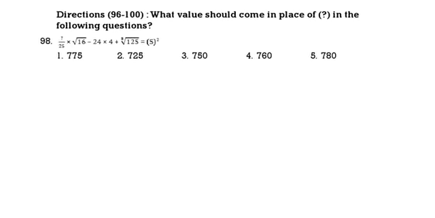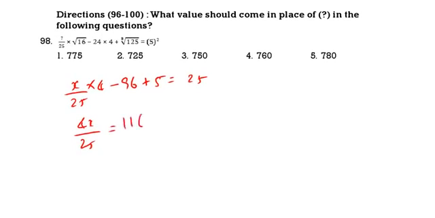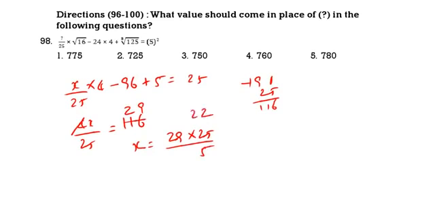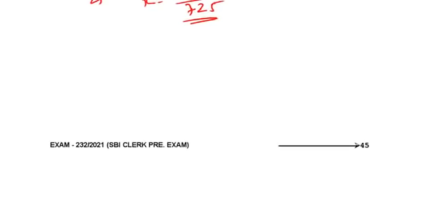Next, x by 25 into 4 minus 96 plus 5 is equal to 25. Now 4x by 25 is equal to 91. If it goes to the other side, it becomes plus. Minus 91 becomes plus 91. 95 plus 21, 116. 4 2s are 8, 4 9s are 36. X is equal to 29 into 25. 25 into 9, 225. 725 is the correct answer. 725. Next question.